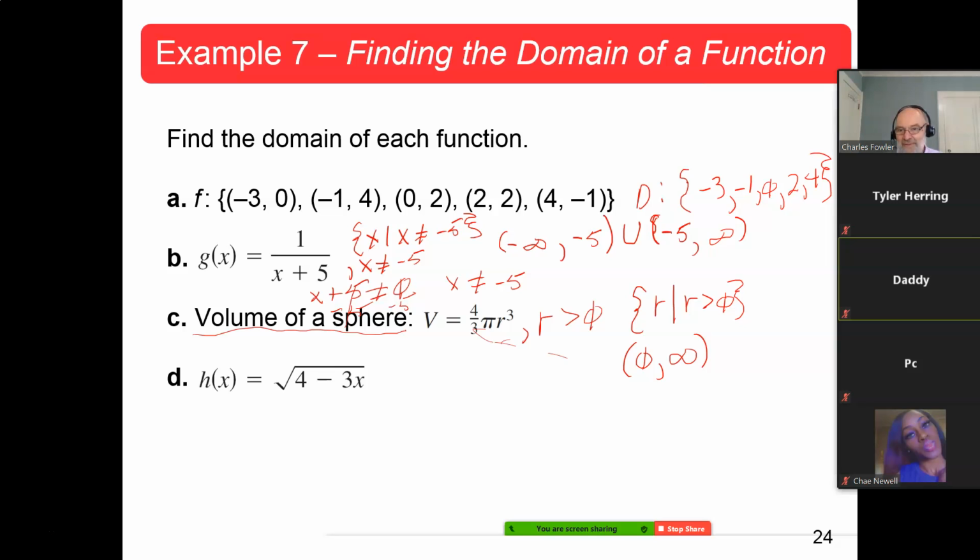How about number D? I can't get my pen. There it is, somewhere there. There's the pen. Okay. Any limitations here? Well, I had a pen and now I can't find it. Where is my, there it is. Okay. Any limitations here?